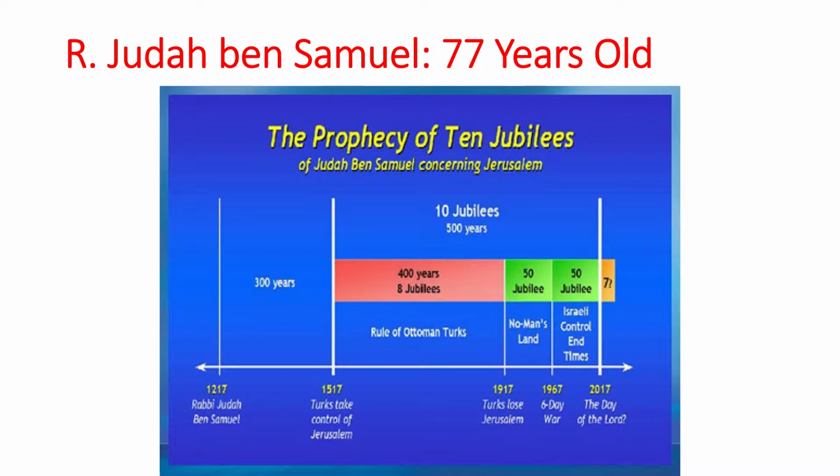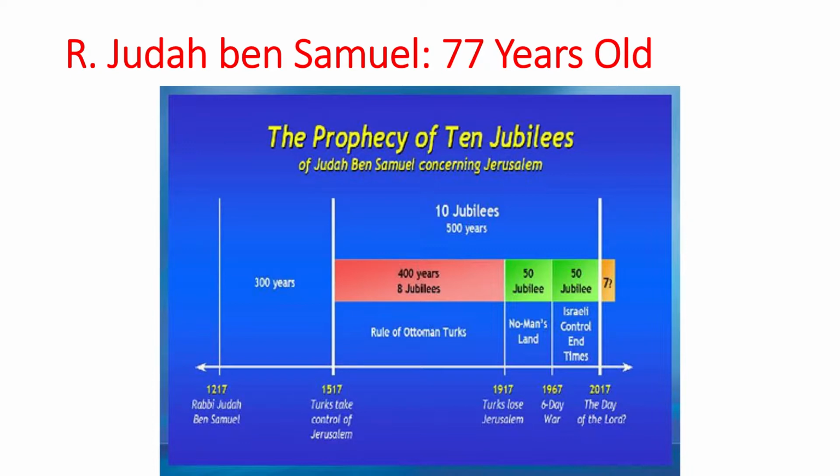Interesting. Then 400 years, the rule of the Ottoman Turks. Then they will lose control in 1917. Then Jerusalem will be a no man's land for 50 years, which is 1967. Then things will change and Israel will control it for that next Jubilee. Then the Messiah takes over at the end of that Jubilee, which was 2017.